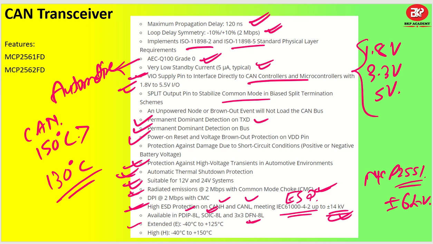You can see it has an extended temperature range IC as well, minus 40 to 125 degree centigrade, as well as industrial range, which is minus 40 to 85 degree centigrade. And it has a high temperature range IC also available, with minus 40 to up to 150 degree centigrade capabilities. Okay, so let us proceed to a more detailed overview of this particular IC, MCP2561FD.